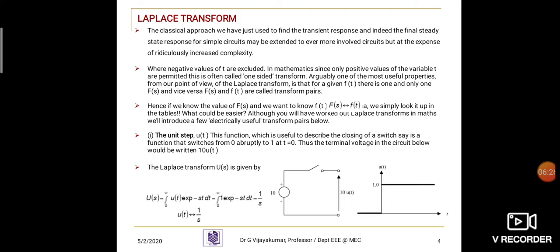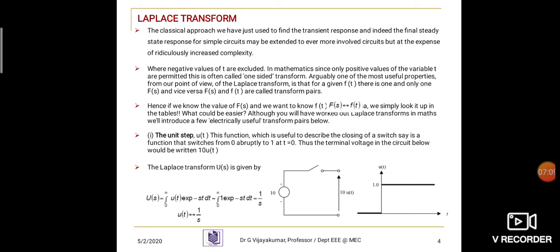I have given a lookup table at the end. You can refer to it for different kinds of responses for your input signals. Hence u of t is represented as 1 by s, as a Laplace transform pair. Thus u of s is equal to 1 by s. The corresponding function of time is the unit step u of t. I have given a simple circuit corresponding to the unit function, where the switch is closed at time t equal to 0.